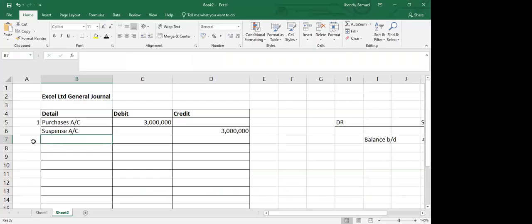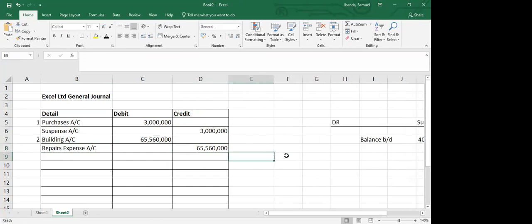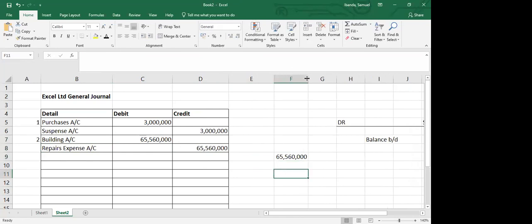So when we come here, part 2 of the question. What I'm saying is I'm going to debit my building account, and I'm going to credit my repairs expense account with that value. I'm debiting because I'm recognizing the building component, and crediting this because repairs expenses have a normal debit balance. So there is a value of 65 on the debit side in the repairs account, which I'm basically removing by crediting. The balance of 65,560,000, okay, this is the value.